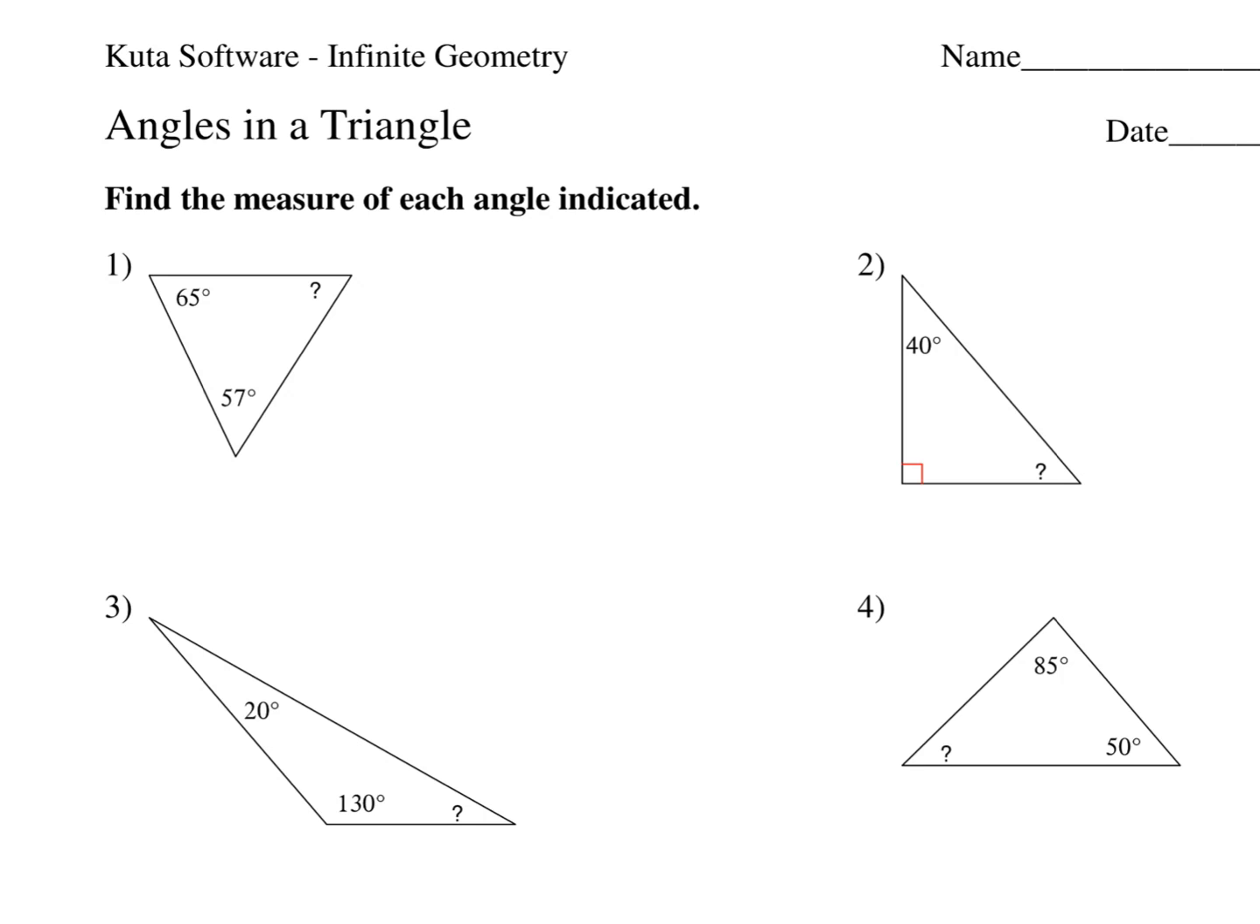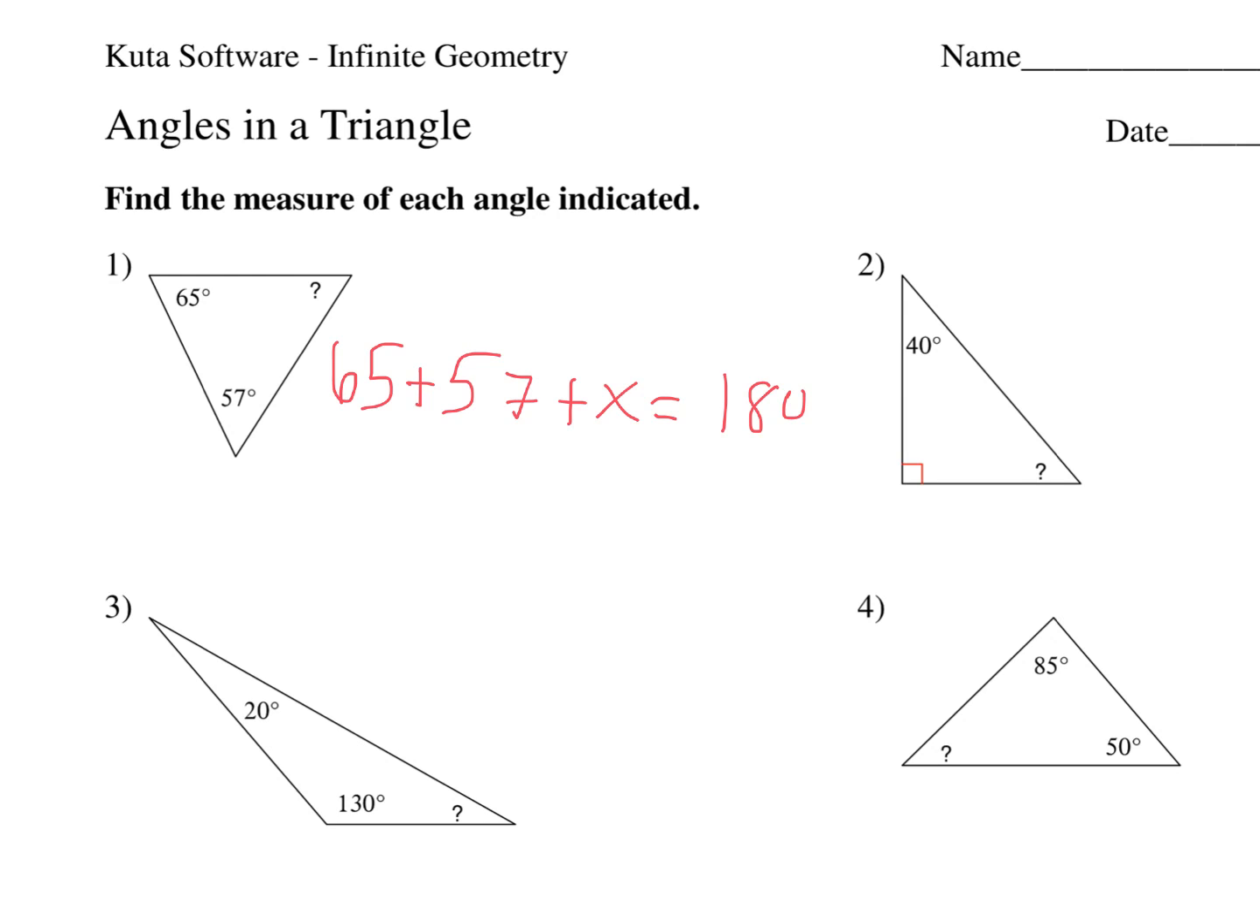So our first examples are for the first theorem, for the interior. So we need to find the interior angle of these triangles. So what we would do is 65 plus 57 plus x equals 180. That's the algebraic way to state it. So we're going to solve it.